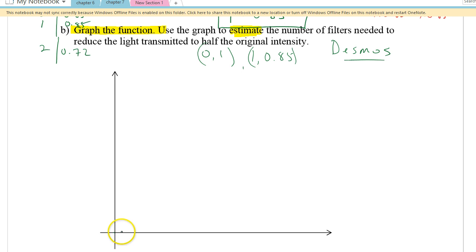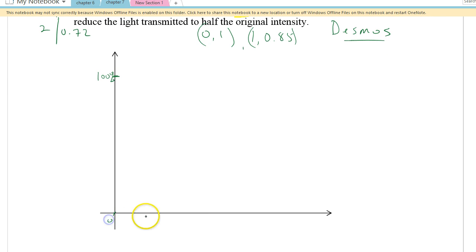So at 0 it's 1, which is 100%. I can either put 1, or if I wanted to do it in terms of percent, I could do 100%. Either way. Maybe I'll put the x-axis as 1, 2, 3, 4, and then 5. At 1 it's 85%, so let me just see there. There's 50, there's 75%, so 85% might be about here. So this point here is (1, 0.85).